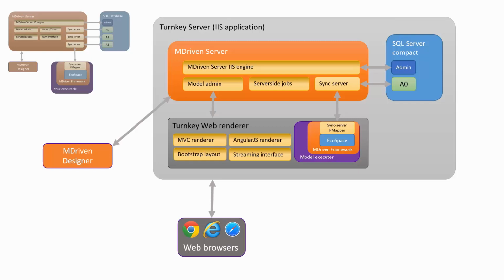And now that we have the streaming interface, you can create any thin client. And there is, for example, the VPS thin client for Windows, which uses the same streaming interface on the Turnkey web server, but doesn't use the MVC renderer, it doesn't use AngularJS, and it doesn't use Bootstrap. It just uses the streaming interface to get to the data and the model.